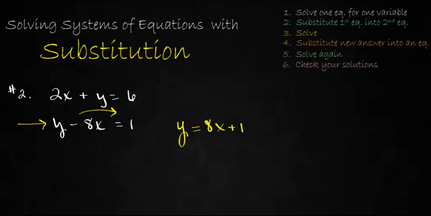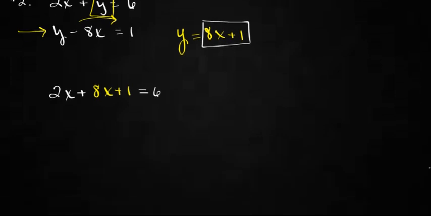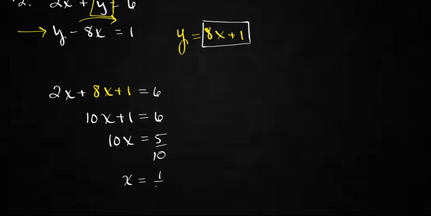Now once that happens, we're going to take our equation that says y equals 8x plus 1, and I'm going to substitute that into the other equation where I have y. My new equation looks like 2x plus my 8x plus 1 should equal 6. Let's go ahead and solve this for x. We end up with 10x plus 1 equals 6. So 10x equals 5 when you subtract 1, which means that when I divide by 10 on both sides, I get x equaling 1/2.